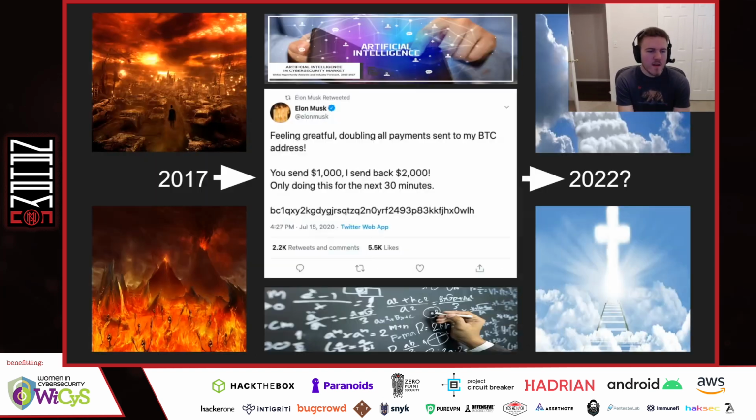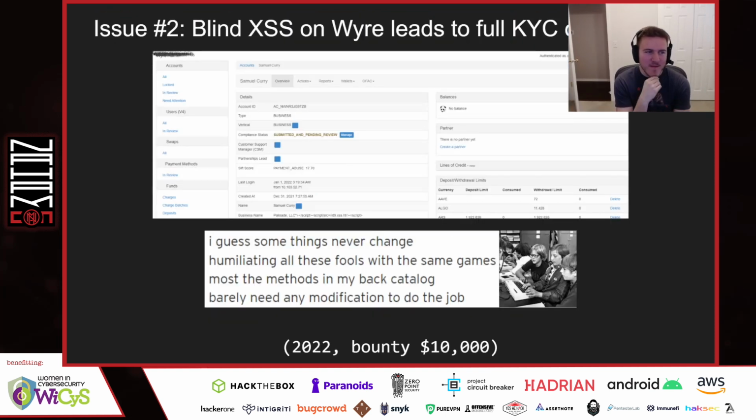Super interesting. So you think, 2017 to 2022, has anything changed? We should have the saving grace of the internet and all the security that should have come out, but realistically, it's the exact same thing. Blind XSS number 2, on a website called Wyre, is pretty much exactly the same thing, right? If you go to MetaMask and you want to buy cryptocurrency, it connects to Wyre, which is a payment platform for cryptocurrency.